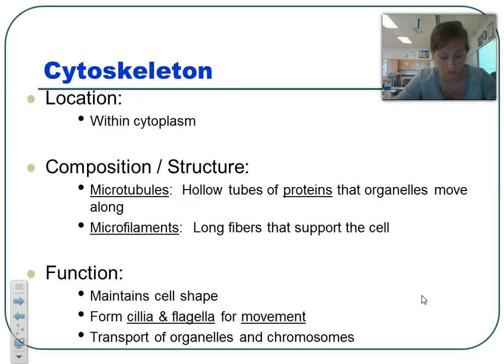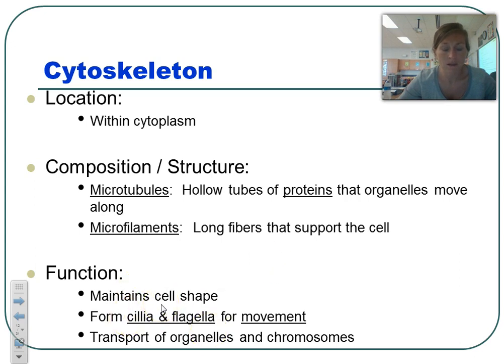All right, moving on to the cytoskeleton, which cannot be seen in the cell picture. It is just free-floating in the cytoplasm, and it is made up of microtubules and microfilaments. These come into play more so when we get into mitosis and the division of the cell, but the microtubules are hollow tubes of proteins that kind of move organelles around, and then the filaments are long fibers that are going to be supporting the cell and play the greater role in cell division.